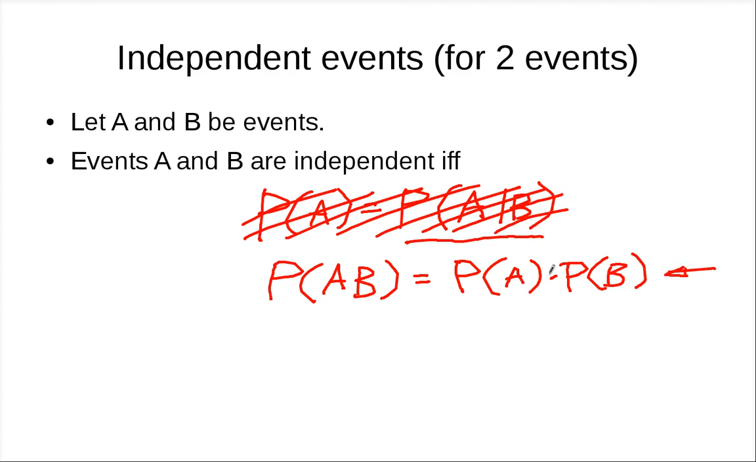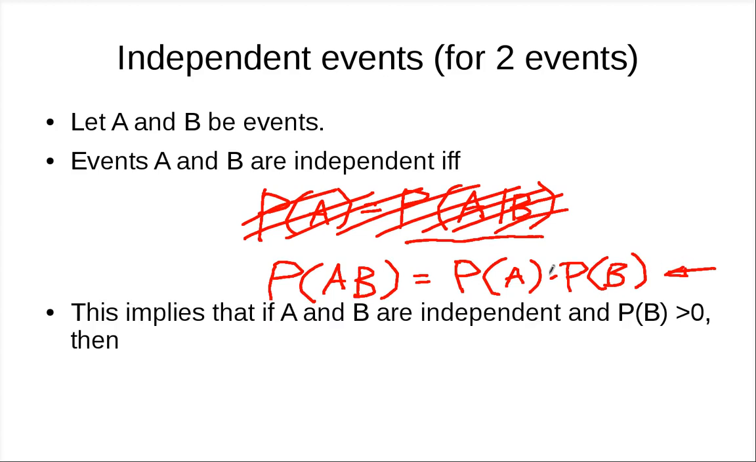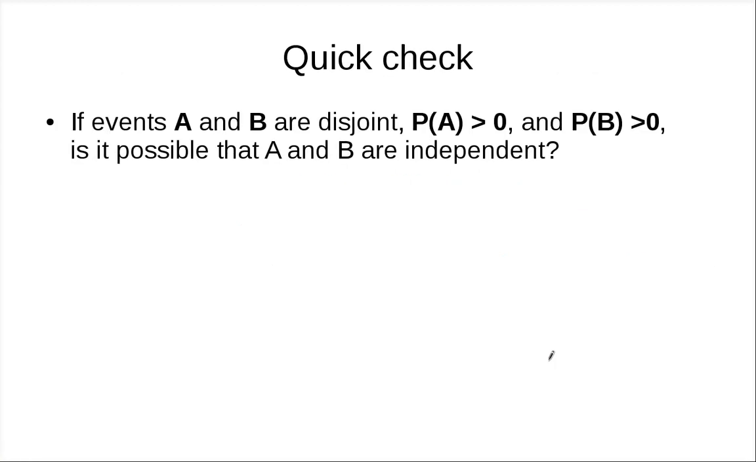And this actually implies what we want. It implies that if they are independent, so if this is true, and P(B) is greater than zero, then the probability of A remains the same given B.